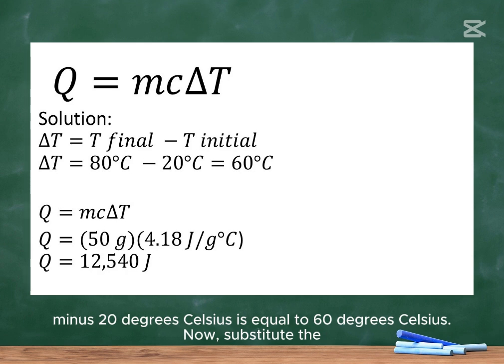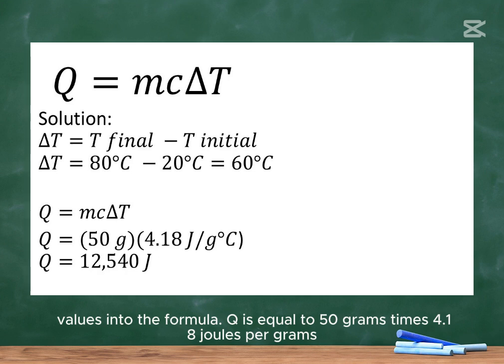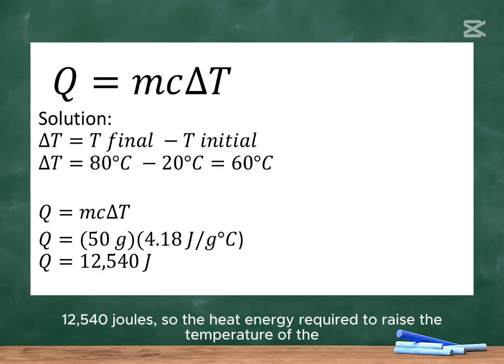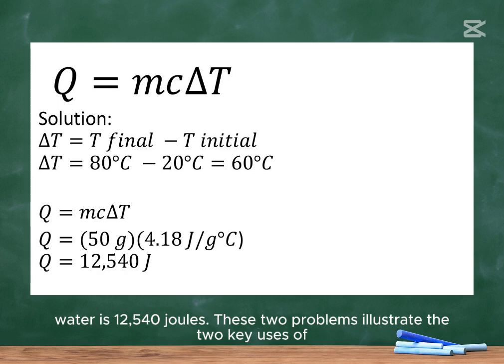Now, substitute the values into the formula. Q is equal to 50 grams times 4.18 joules per gram degree Celsius times 60 degrees Celsius. Perform the calculation. Q is equal to 12,540 joules. So, the heat energy required to raise the temperature of the water is 12,540 joules.